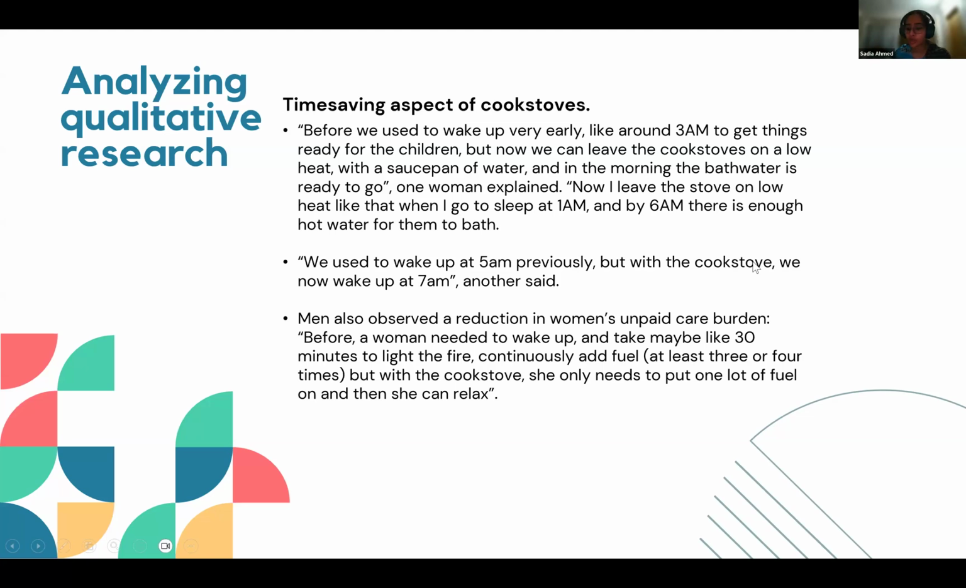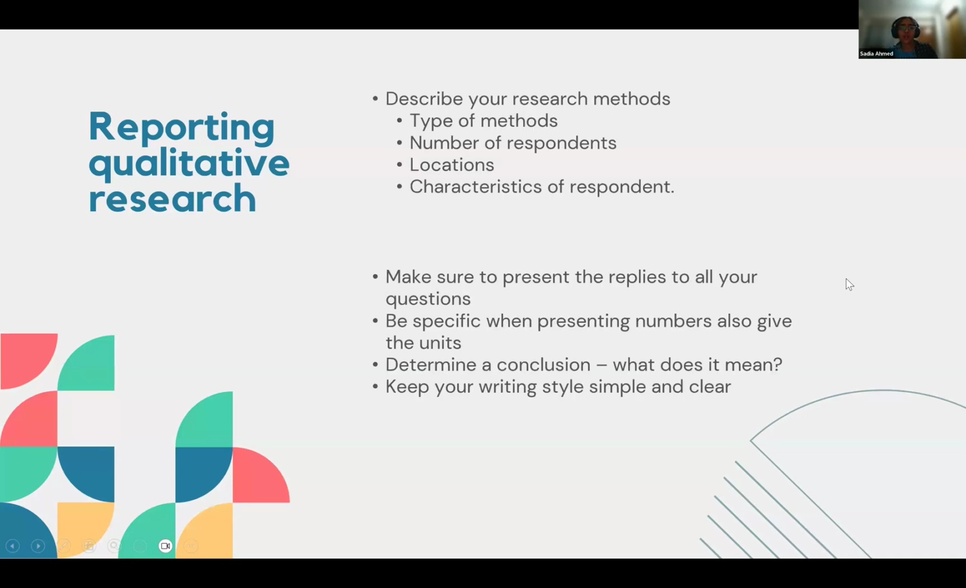Okay. We'll go to the next slide where we talk about reporting. When you report on qualitative research, the first thing to focus on is to start by describing the research methods you've used, the different types of methods. I've done in-depth interviews, I've done FGDs, or I've done observations, and you would explain all of them. You talk about how many respondents you've interacted with, how many people were available at each FGD, and how many people were available through your interviews.